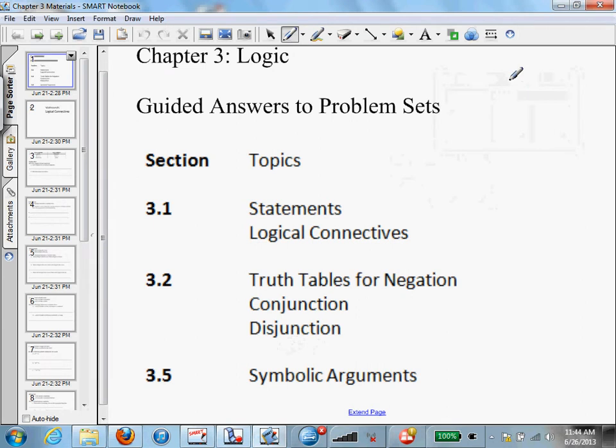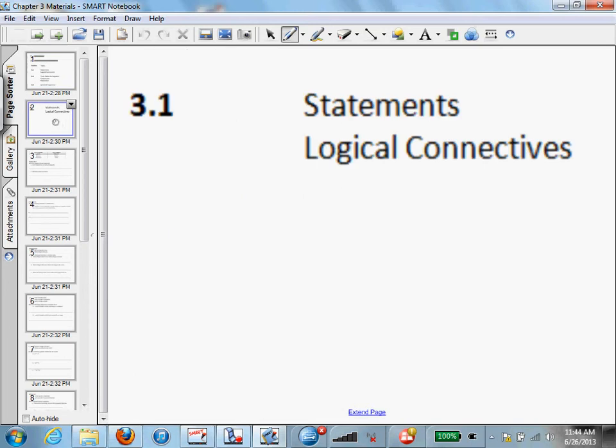Hello and welcome to Chapter 3, Logic. This will be videos on guided answers to problem sets found in this chapter. That is Section 1, 2, and 5. So let's get started with Chapter 1, Statements and Logical Connectives.